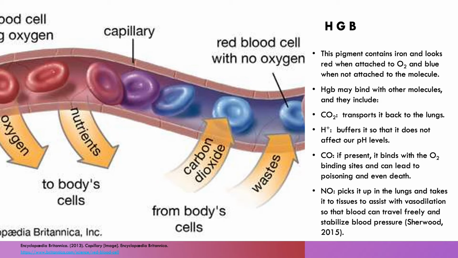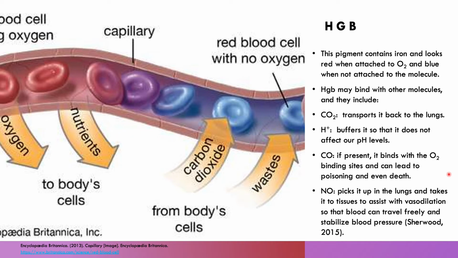As stated before, hemoglobin may bind with other molecules, and they do include carbon dioxide, so it helps to transport it back to the lungs. It can bind to another substance called the acidic hydrogen ion portion of ionized carbonic acid. It helps to buffer it so that it does not affect our pH levels. And it can bind to carbon monoxide if it is present. It will end up binding to the oxygen binding sites on the heme group, and it can lead to poisoning and even death.